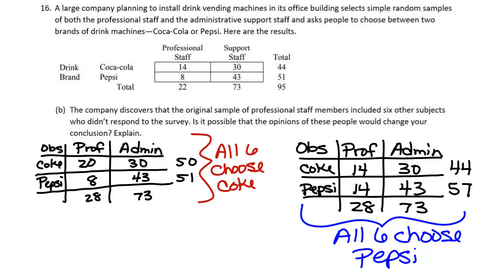If all 6 of them chose Coke, my chi-square test statistic, instead of being 3 point something, would go to 7.4 something. That changes my p-value now to 0.006. So I would reject if all 6 chose Coke. If all 6 chose Pepsi, my chi-square would only be 0.65. So my p-value there would be 0.419. I would still fail to reject if all 6 chose Pepsi. But if all 6 chose Coke, we would change our conclusion to reject instead of fail to reject.